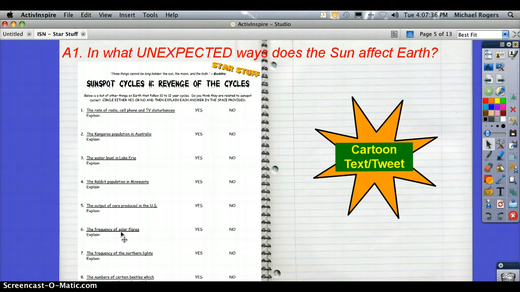Solar flares obviously happen right along with sunspots. And so then some of the weirder ones, like the output of cars produced, if the sun is impacting us in droughts and things like that, it's impacting us economically too, because droughts can impact the price of food and how much people are spending. And so as it turns out, the sun affects us in lots of ways. So the activity over here, I'd suggest a cartoon kind of relaying this information, or perhaps a texting or a tweeting exchange between perhaps the sun and the Earth to kind of explore that a little bit.